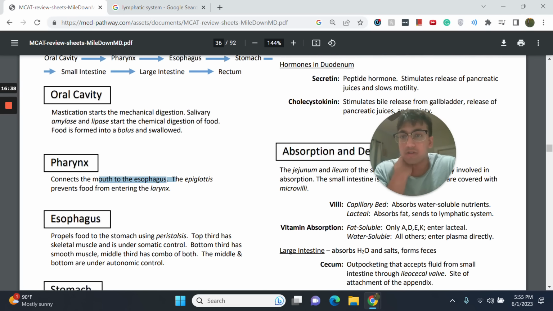Pharynx connects the mouth to the esophagus, and epiglottis prevents food from entering the larynx. So if there's an issue with your epiglottis, you might have food in your larynx, and that's a really bad problem. You might aspirate some food. That's like when you have a baby who's aspirating a peanut, for example, and that's a really big problem.